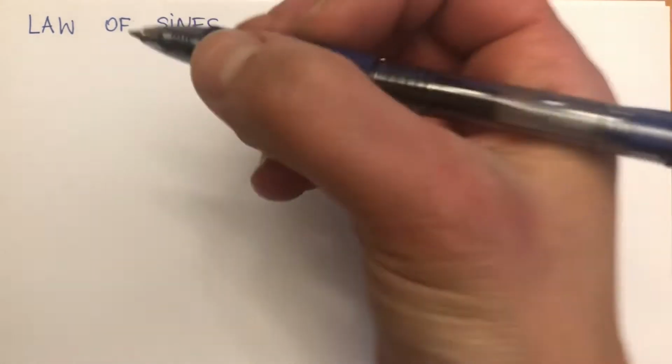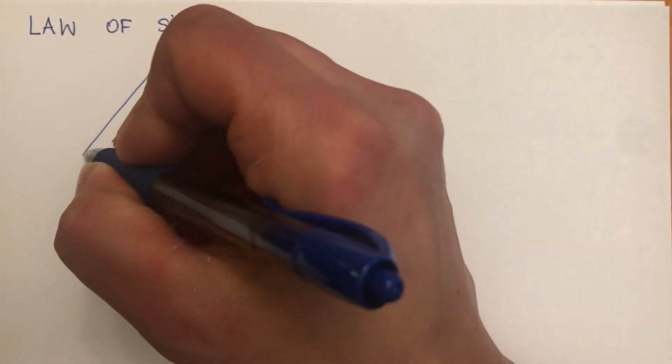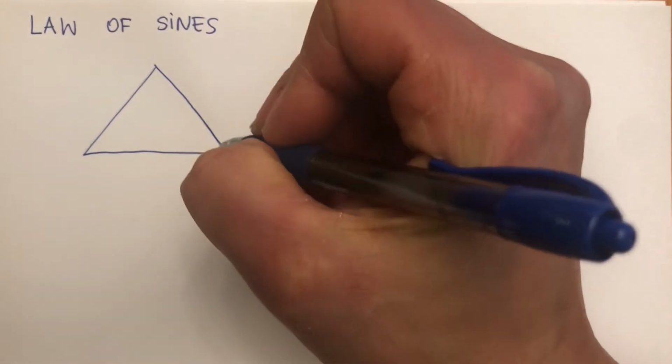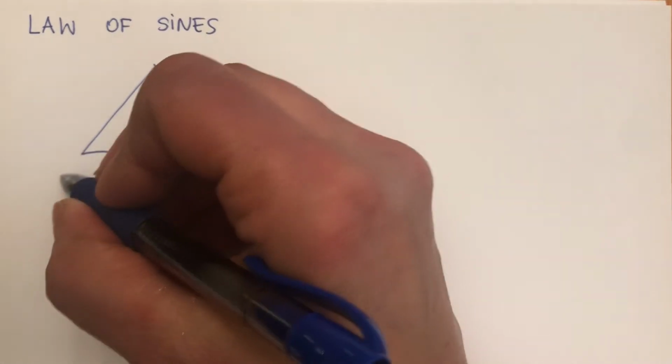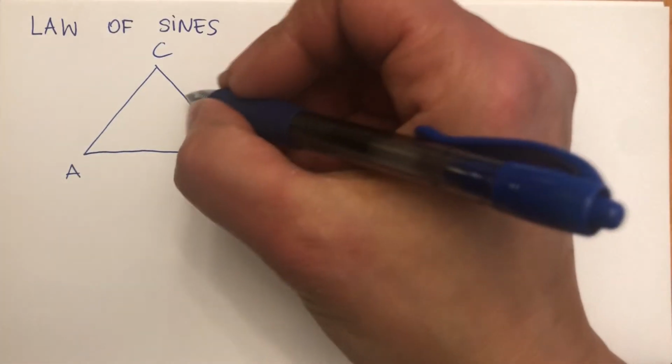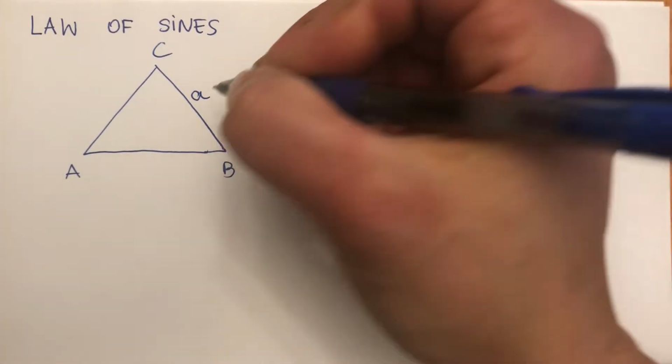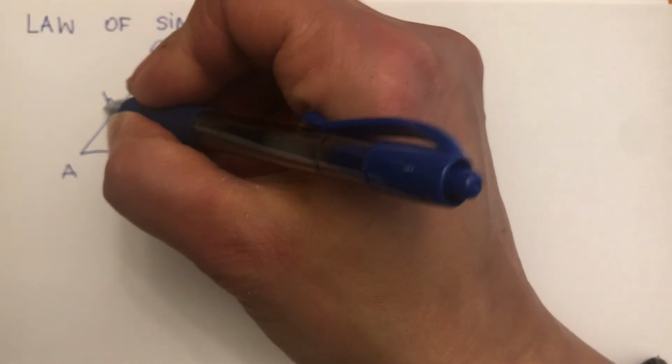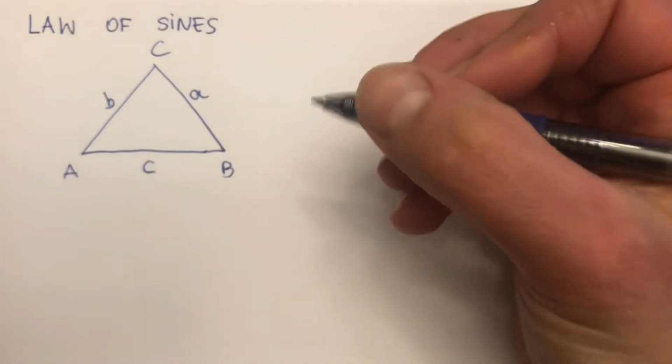All right, so the first thing, we are going to start with a nice triangle. And I'm going to name this triangle ABC. The side opposite to each angle is going to have a lowercase letter. B is right here, and this is side C.